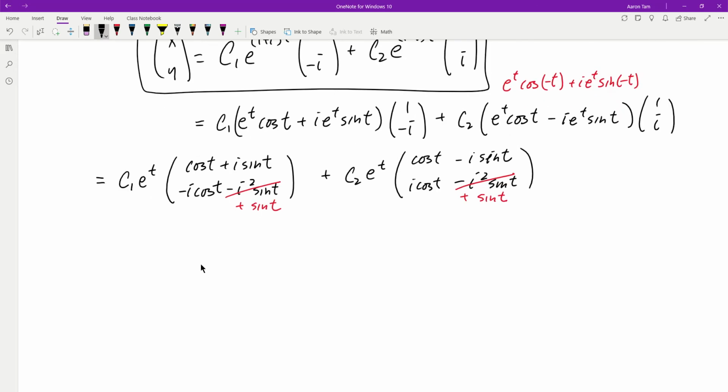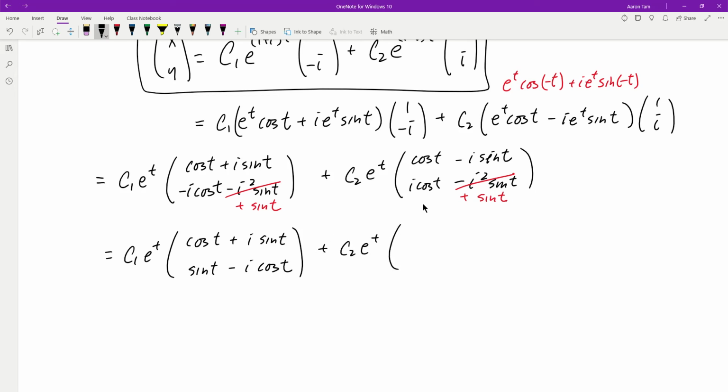Now the tricky part is to make sure you write the complex number in the correct form. And what do I mean by the correct form? Real component goes first, imaginary goes next. So therefore, what I need to do is write the first parenthesis to be cosine t plus i sine t, and the bottom becomes sine t minus i cosine t, plus C2 e to the t. So the top stays the same, cosine t minus i sine t. The bottom has to be written as sine t plus i cosine t.